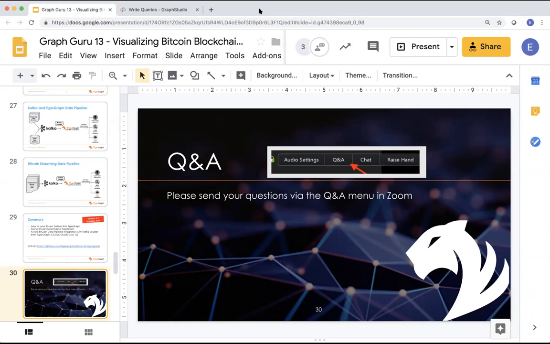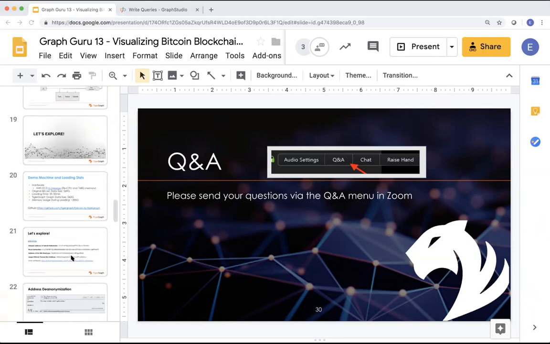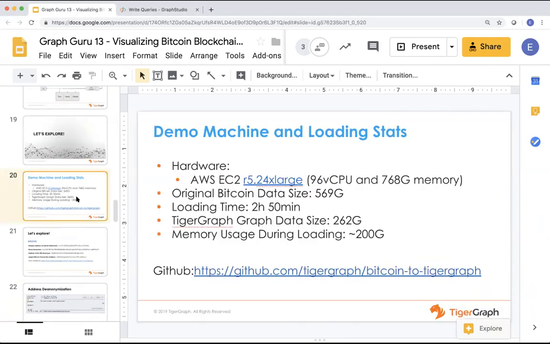All right, the next question. Can I have an instance with a smaller memory to load the Bitcoin data? I will answer that. First of all, let's go back to the slide with the spec. What we used in this demo was an EC2 R5 machine. It has 768 gig memory, but we definitely over-provisioned it.